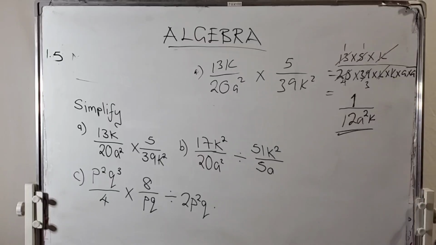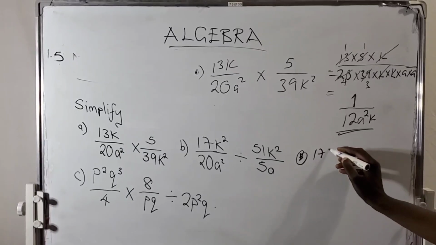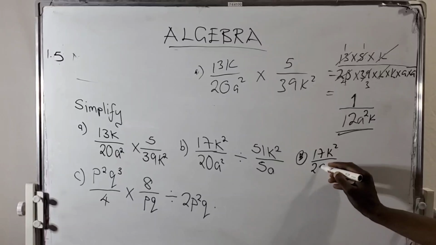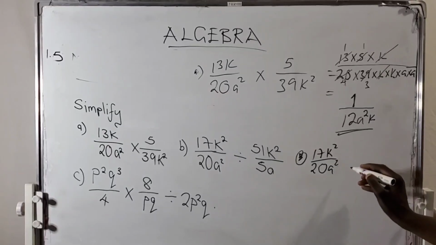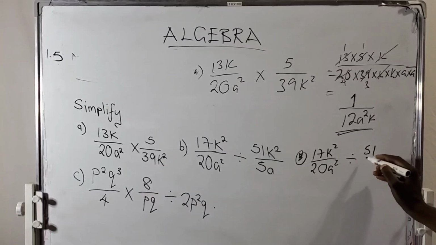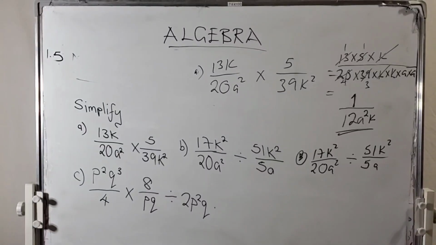Are we together? As we are copying this, let me write down the second question. The second question, which is question B, is 17k squared over 20a squared divided by 51k squared over 5a. You don't have enough time.